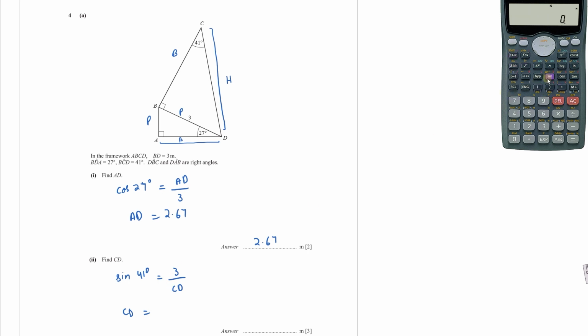So 3 divided by sine of 41, I will get 4.572. So I will have to write again in three significant figures. So this will be 4.57 meters.